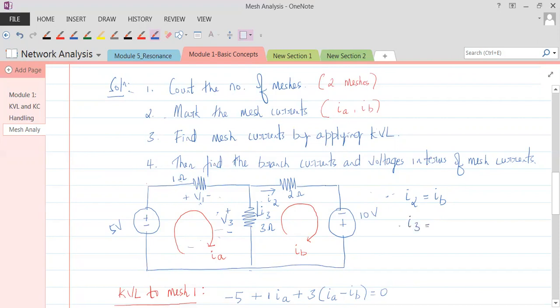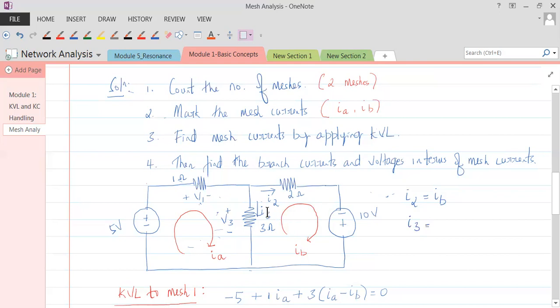What is I3? Through 2 ohms there was just one mesh current flowing, IB. So I2 is IB. But see here, I3 is flowing through 3 ohms, and through 3 ohms it's not only one mesh current. It's not only IA flowing or IB flowing. Both IA and IB are flowing. Is everybody okay with that? Now, when both IA and IB are flowing through 3 ohms, I3 has to be expressed in terms of both IA and IB. So how to do that is the question.